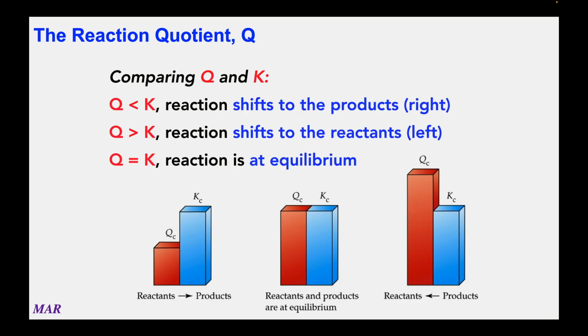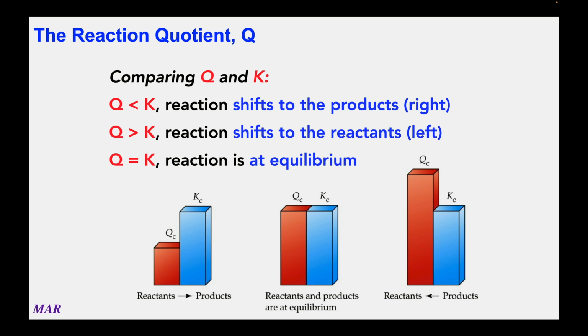Here's kind of a visual image of how to compare Q and K. In the middle part there, Q and K are the same value. Q is red and K is blue, and you can see they're the same number. So if Q and K are the same, your reaction's at equilibrium. However, what Q is used mostly for is to see if you are at equilibrium or not, and so you have to have a K value to compare your Q to.